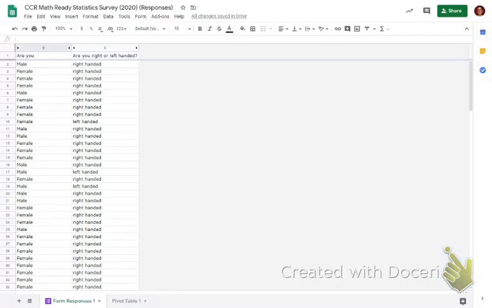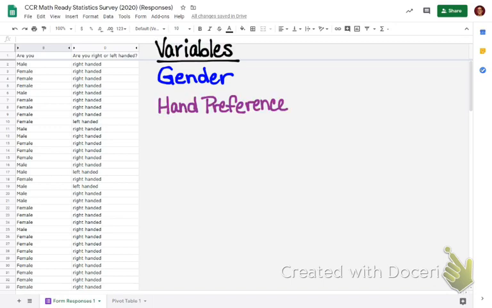So here I have all of the data from the survey in its raw form, whether a person is male or female, and whether or not they identified as being left-handed or right-handed. My first question here is, what are the variables? In this case, we have 2 variables. Gender is one of our variables. And the other variable is which hand somebody prefers.